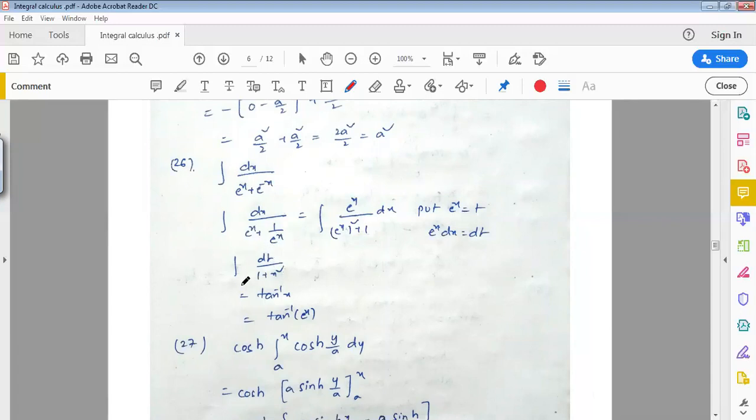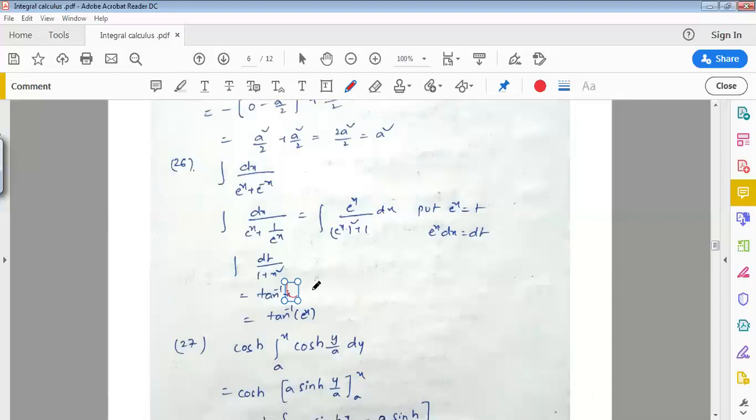Which is the standard formula in integration, that is tan inverse t. Here we have to write once again x in terms of t. Tan inverse t is nothing but tan inverse e power x. This is t, not x.